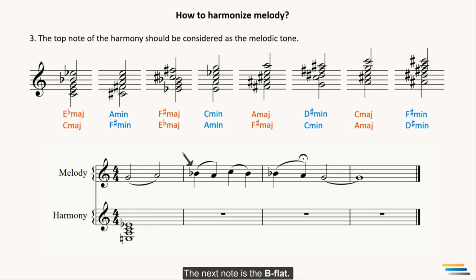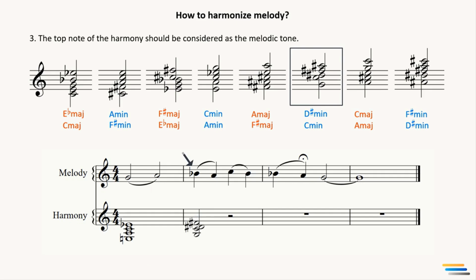The next note is the B flat. Since the A sharp is an enharmonic of the B flat, let's drag this one and drop it below the melody.